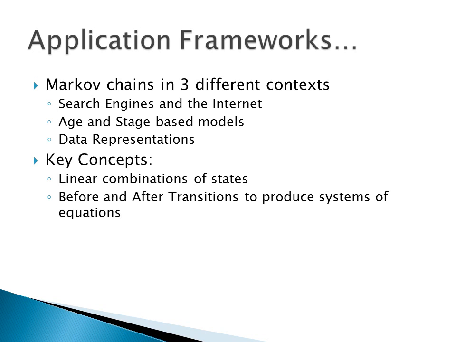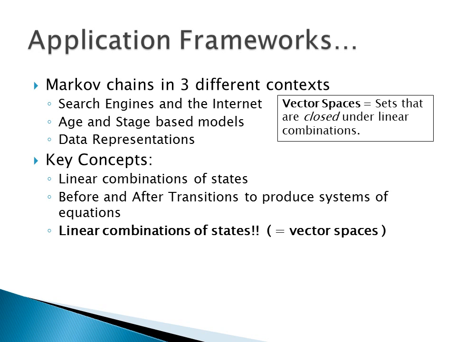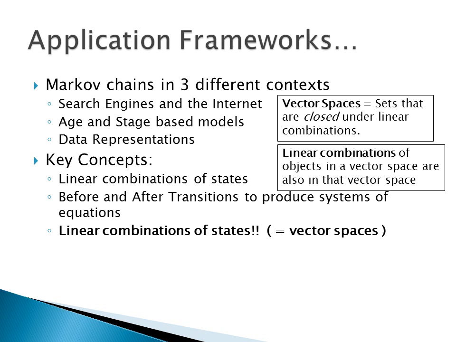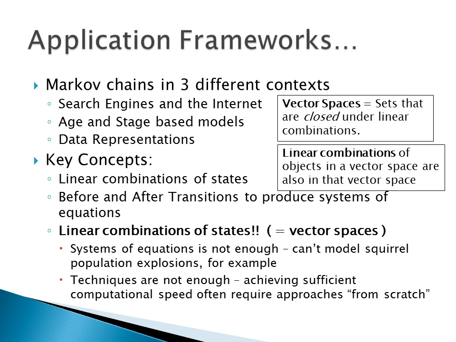So we'll have Markov chains in 3 different contexts, and we'll be looking at linear combinations, before and after transitions, and equilibria. Now, linear combinations of state, we'll see later on, we'll preview, these are what are known as vector spaces: sets that are closed under linear combinations. And again, linear combinations of objects in a vector space are also in the vector space. Now, systems of equations is not enough, but it's a good place to start.